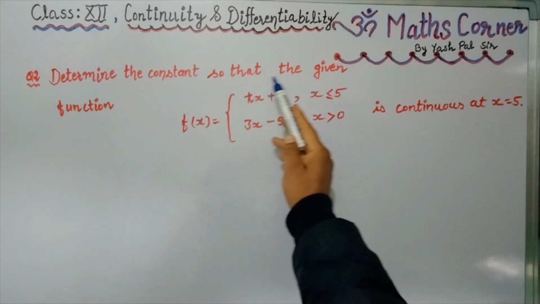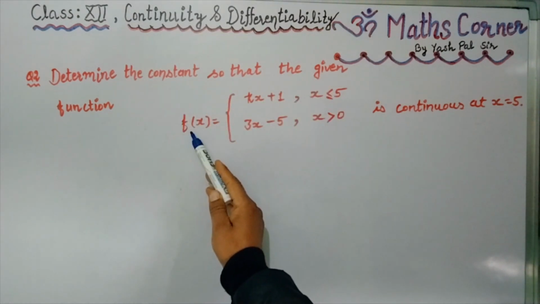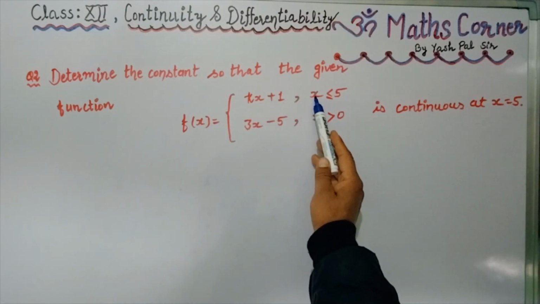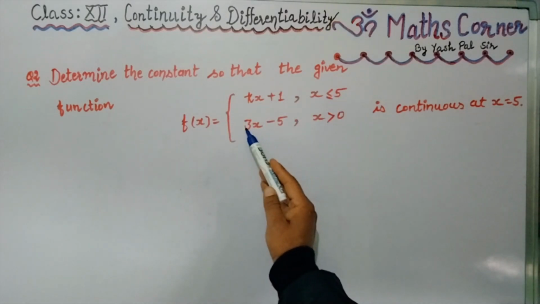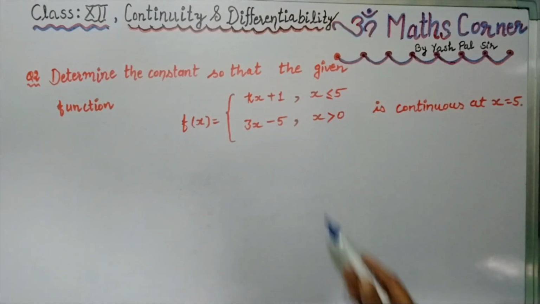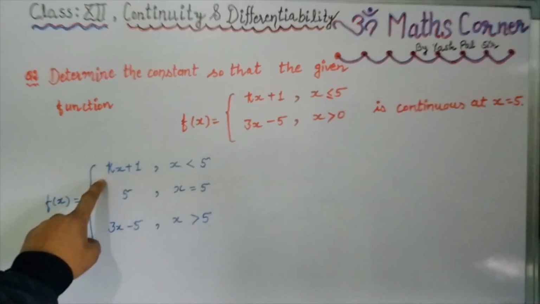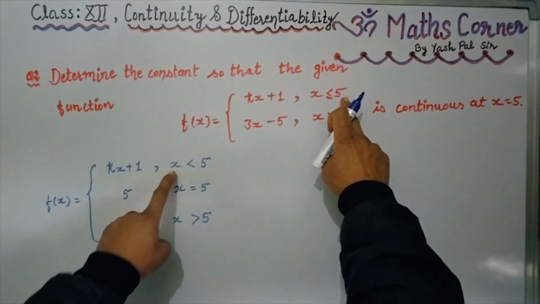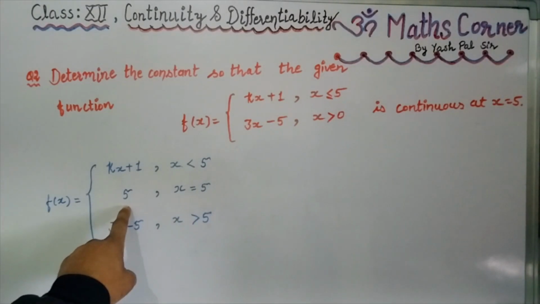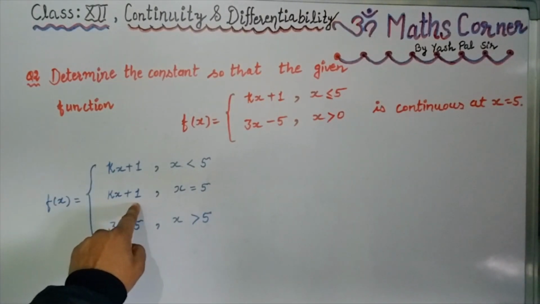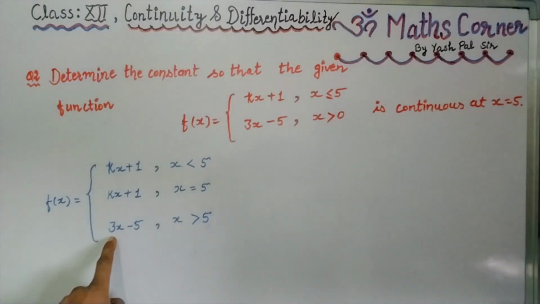Question number 2. Determine the constant k so that the given function f of x is equal to kx plus 1 when x is less than or equal to 5, 3x minus 5 when x is greater than 5, is continuous at x is equal to 5. Here first of all we write the function as it is. This way, kx plus 1 when x is less than 5, again kx plus 1 when x is equal to 5, 3x minus 5 when x is greater than 5.